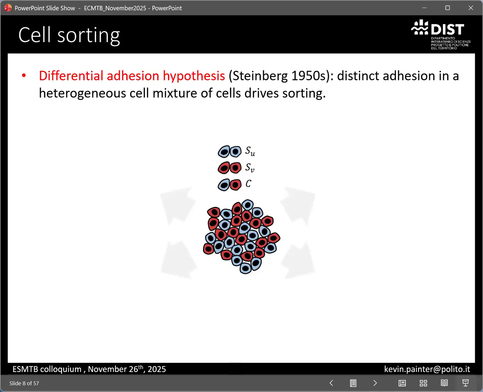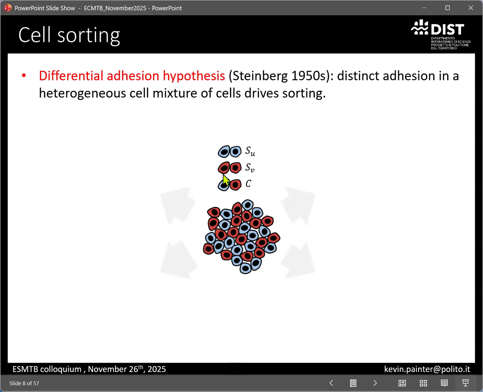One of the most famous theories to describe these cell sorting processes is that of Steinberg in the 1950s, called the differential adhesion hypothesis. It basically postulates that if you have two cell types, say blue and red cells, then you can define different adhesion strengths between these cells, the strength with which they attach and adhere to each other. That gives you three parameters: the strength between blue and blue cells, between red and red cells, and the cross-adhesion strength between the red and blue cells.